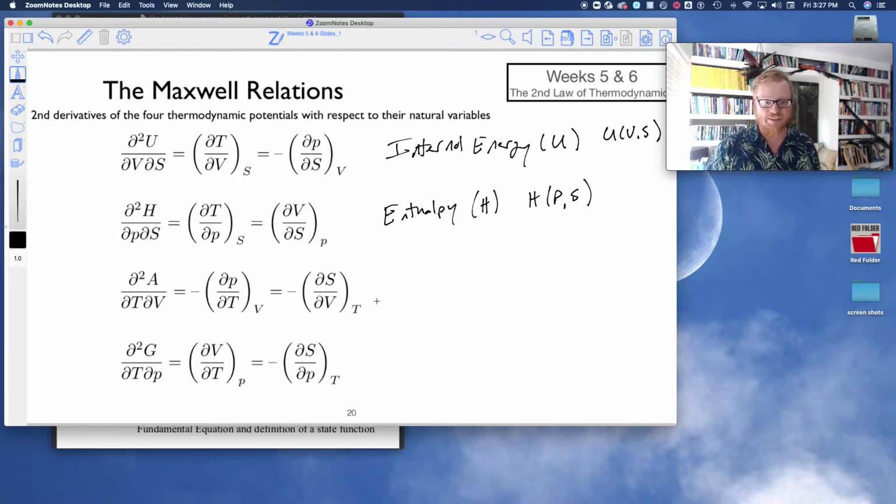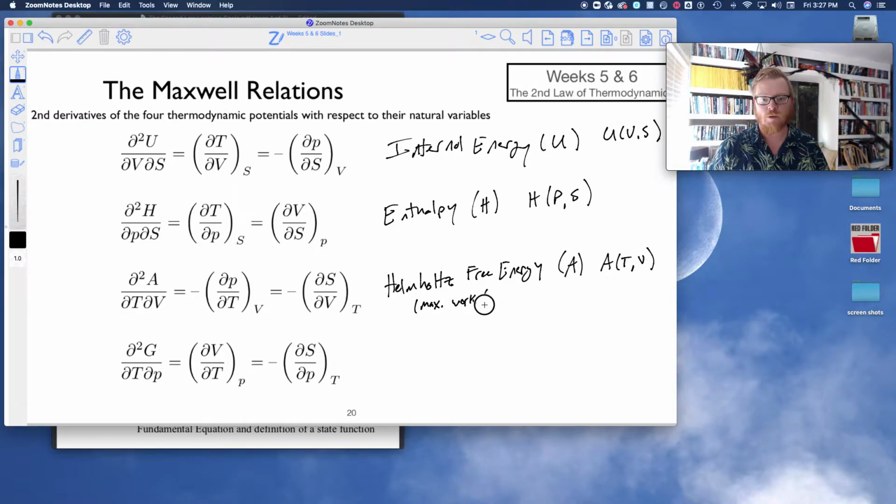So what is this A? This A is called the Helmholtz energy. It's really the Helmholtz free energy. A is a function of T and V. Sometimes this is also called the maximum work function.